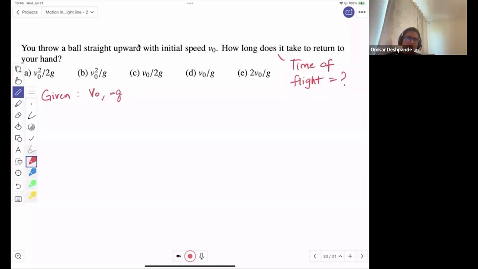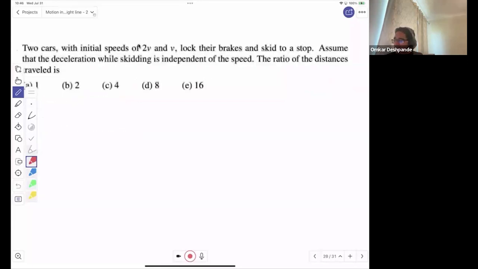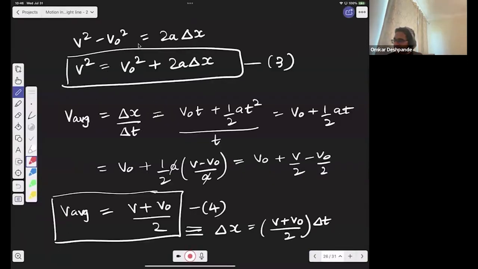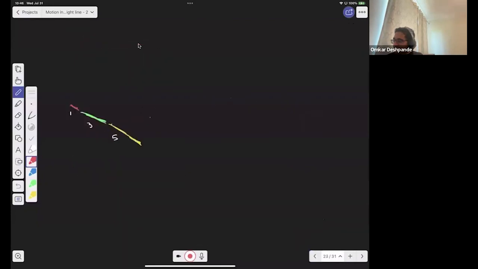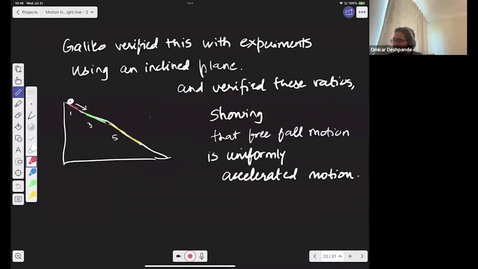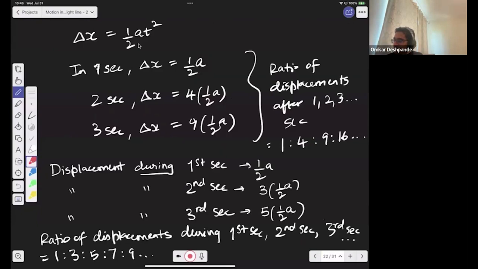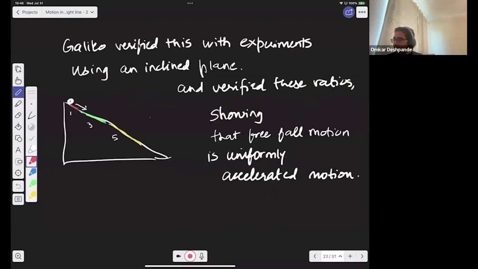And by the way, you can measure g once you see that free fall motion is uniformly accelerated. You can set up precise measurements to find out how exactly delta x changed with time. This experiment by Galileo that I talked about, he didn't measure g, he just determined that it's uniform acceleration.